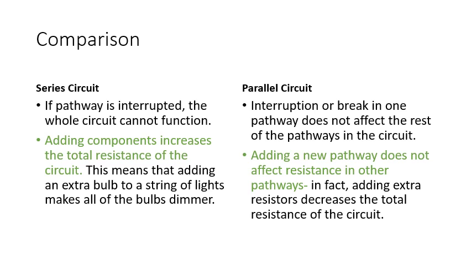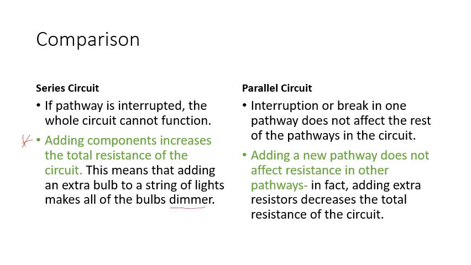Okay, so just comparing series and parallel, you do need to know this. This is an important distinction. In a series circuit, if the pathway is interrupted in any way, the whole circuit cannot function, just like the Christmas lights we talked about. Adding components increases the total resistance of the circuit. This is important, I'll talk about this in a second. This means that adding an extra bulb to a string of lights makes all of the bulbs dimmer.